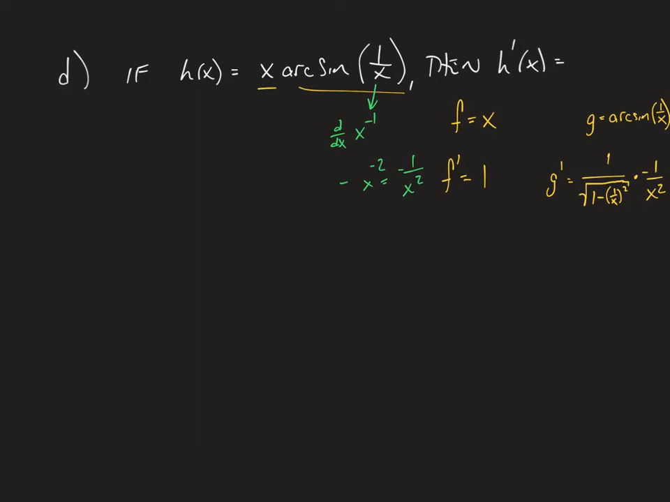So let's go back to using the product rule here to finish this out. We're looking for h prime of x, and it's going to be g times f prime. So g is arc sine of 1 over x, times f prime, which is 1, so I don't need to worry about that, plus f times g prime. And g prime is that complicated expression over there. So we have negative 1 over, and I'm going to put this together, x squared times the square root of 1 minus 1 over x squared.